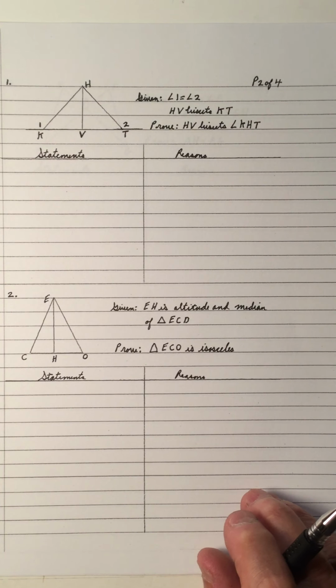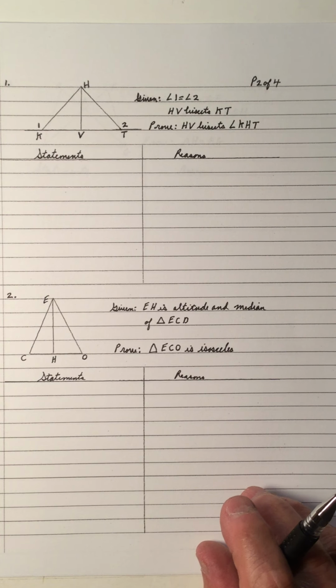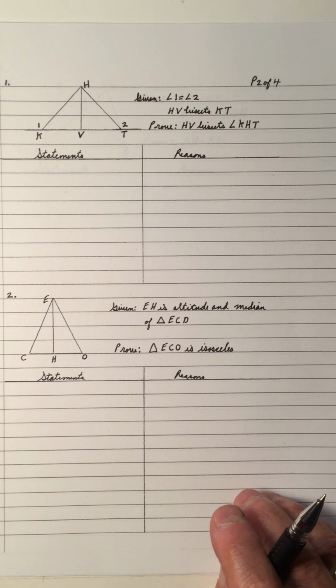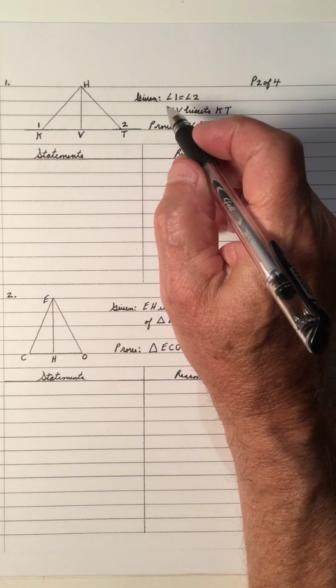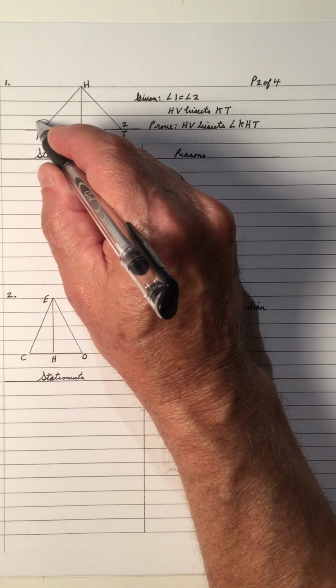Hi, welcome to my review 2 on congruent triangles. The previous video was on review 1. And we have some proofs to do. Again, pause the video and see if you can do these proofs before I do them. Here we go. We're given that angle 1 equals angle 2.